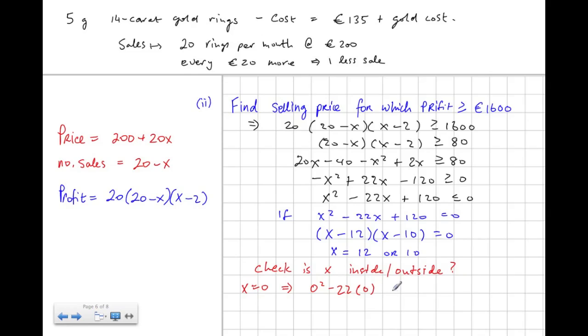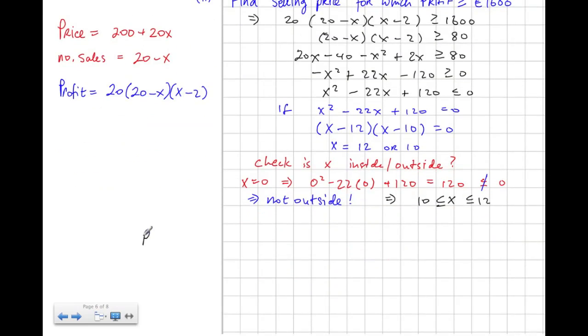But otherwise you could sub in an x equals 0 value into the original equation, and see what happens. So we see that 0 squared minus 22 times 0 plus 120 is equal to 120, and 120 is not less than 0. So 0 is outside of the 10 to 12 range. Since this doesn't work, it's not outside of the 10 to 12 range. So therefore it must be inside the 10 to 12 range. So it means x is between the values 10 and 12. As I said, you could do this from the graph too. So that's how you solve a quadratic inequality.